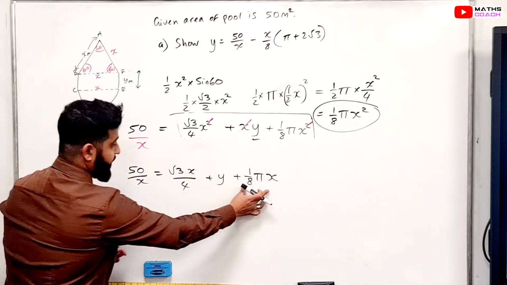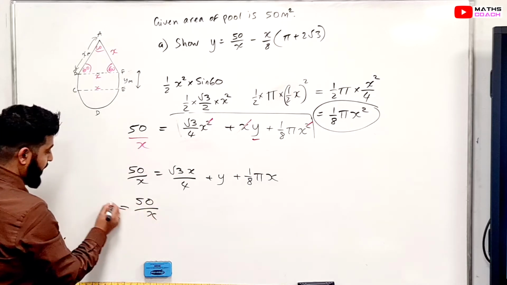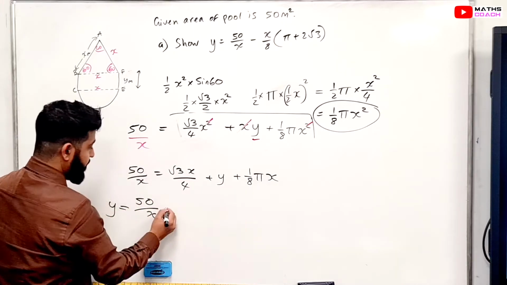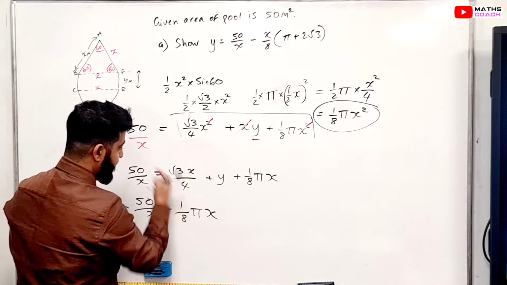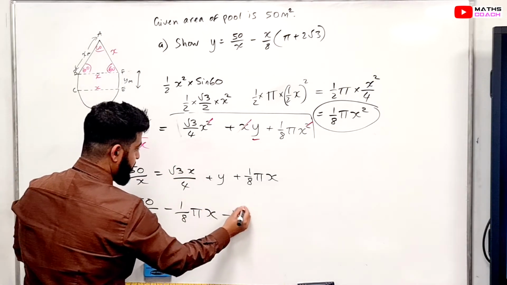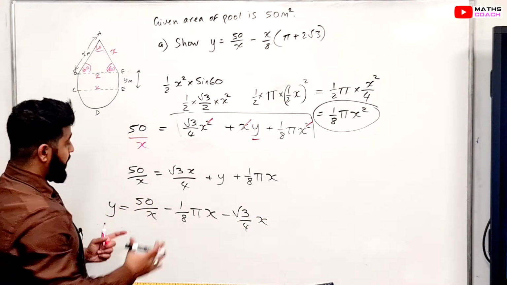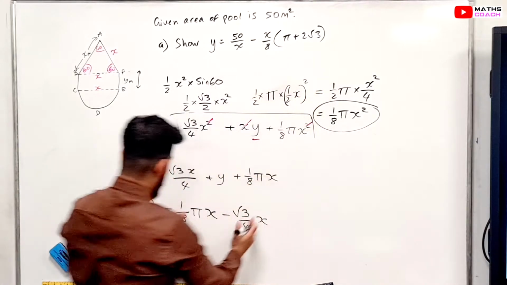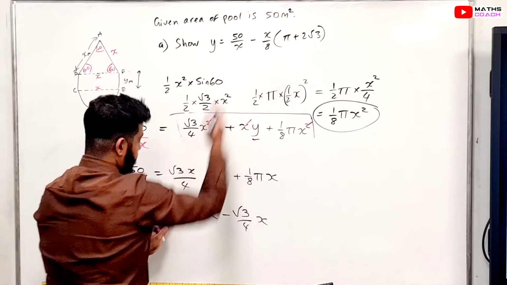So if we take everything else over to the other side, we can have 50 over x, we can have y equals here, minus 1 over 8 pi x, and minus this onto the other side as well, so minus root 3 over 4x. So now all we can do is, if you look at this, we can just tidy this up by taking out x over 8 from here.